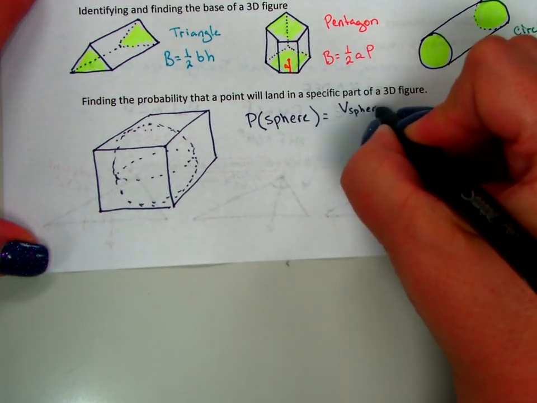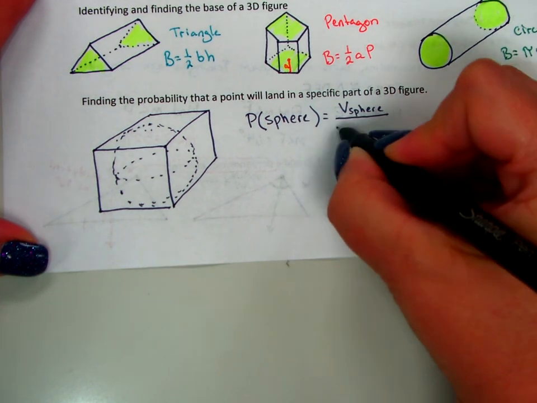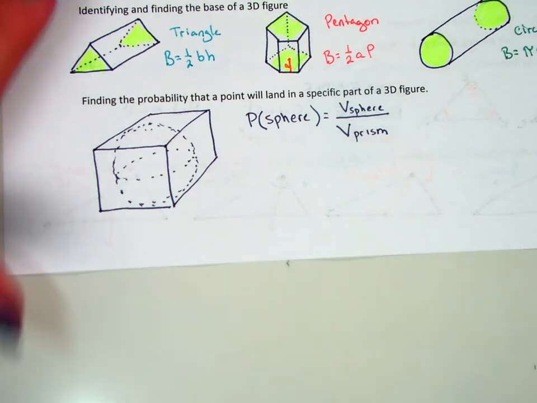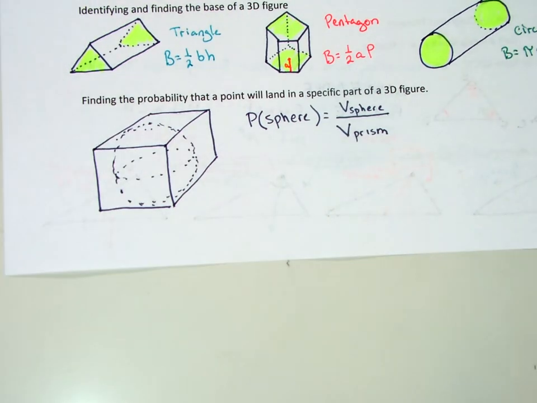If I want to find the probability that a random point lands in the sphere, then that's going to be the volume of the sphere over the volume of the prism. Right? And I'd have to use my volume formula for the sphere and my volume formula for the prism, and sphere over prism. Questions? Okay. Yes. Hold on.